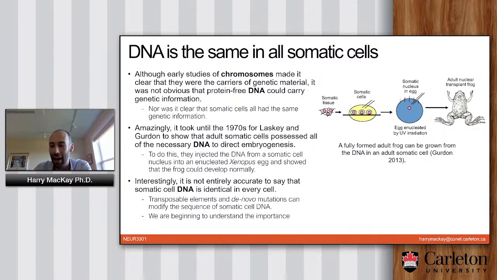Now, this isn't entirely accurate. Our modern understanding of genomics tells us that transposable elements and de novo mutations do technically change the sequence of somatic cell DNA. And we're going to find out about that more as we go forward. But for the most part, any cell in your body has all of the DNA it would ever need to produce a new, fresh copy or a fresh organism. A clone of you, essentially, is what it would be if you just took your somatic cells out. So DNA isn't being erased as you develop, which is, I guess, probably seeming like a pretty obvious point, but it had to be discovered like everything else.